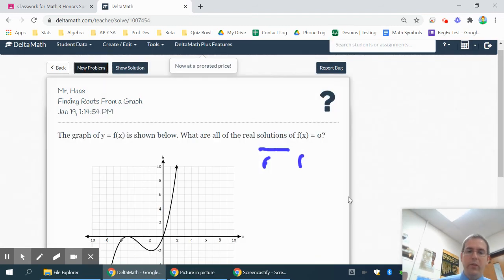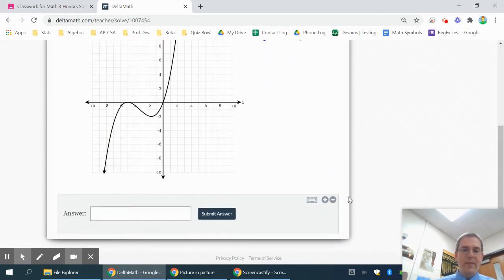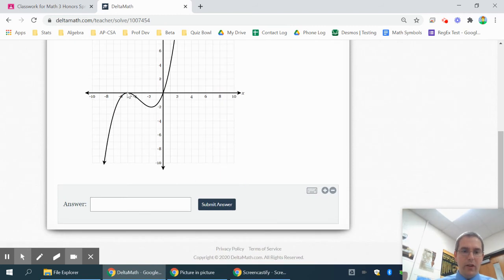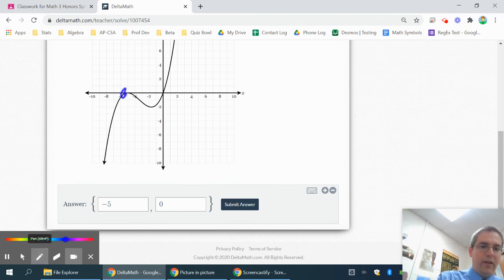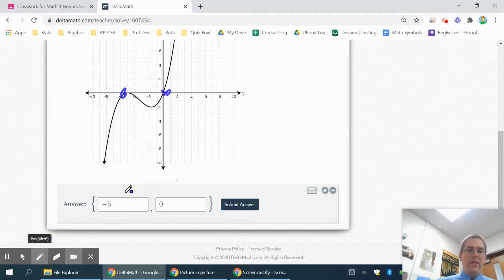Okay, on this one you can see it just barely touches. So even though it just barely touches, it's still an x-intercept right there. So that's an x-intercept at -5. And then another x-intercept right there at the origin at 0. So once again, x-intercepts at -5 and 0. And that's how you do that.